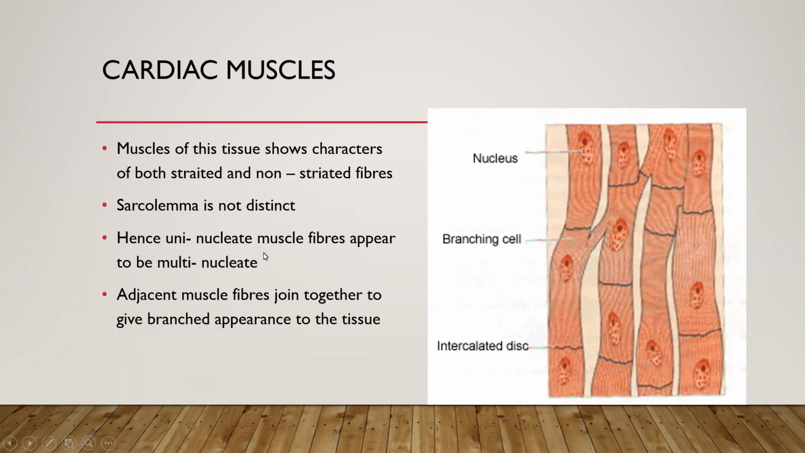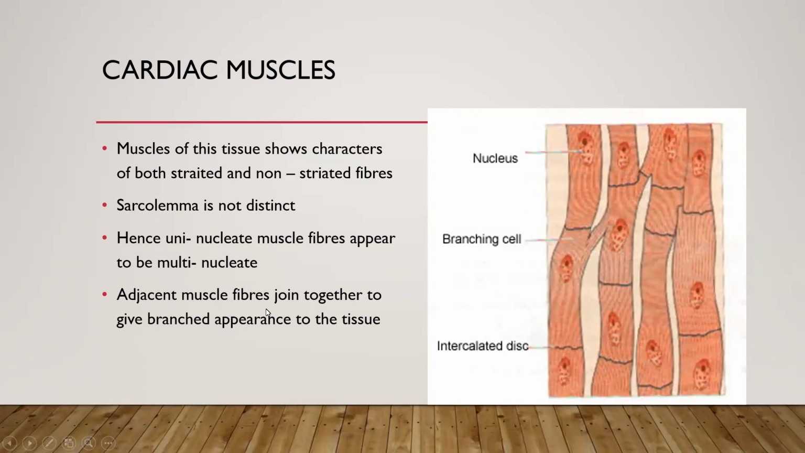Hence, uninucleate muscle fibers appear to be multinucleate. In the fibers where there is only one nucleus, since here you can see the sarcolemma is not distinct, the muscle fibers, instead of a single nucleus, appear to have many nuclei. So that is called multinucleate.